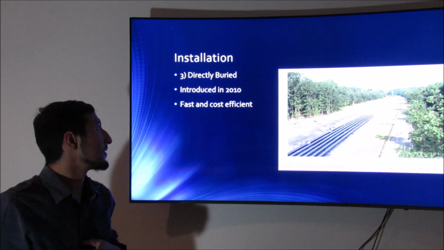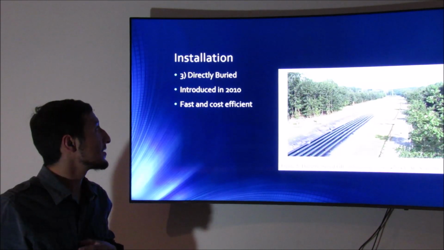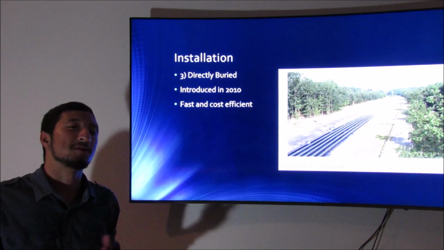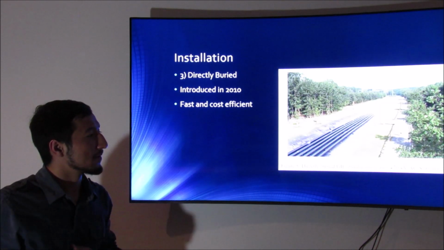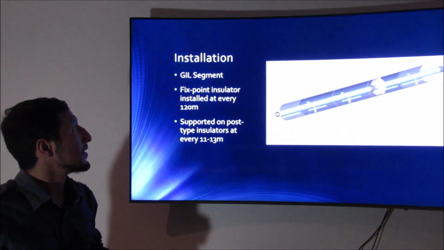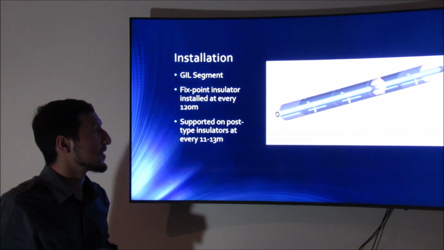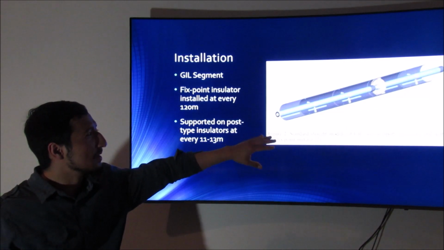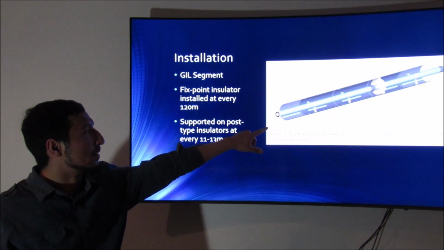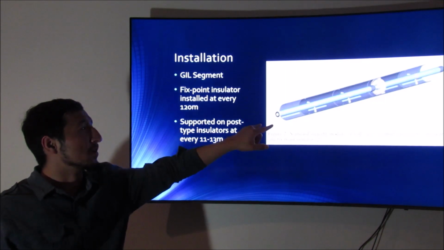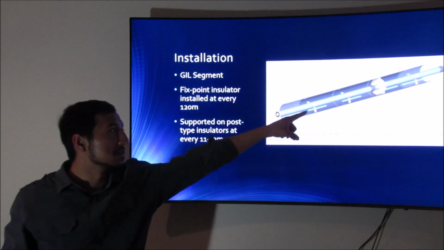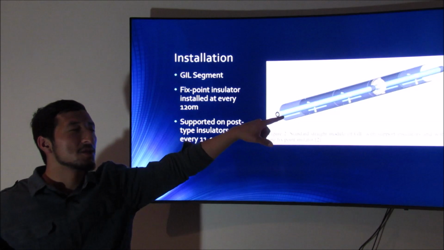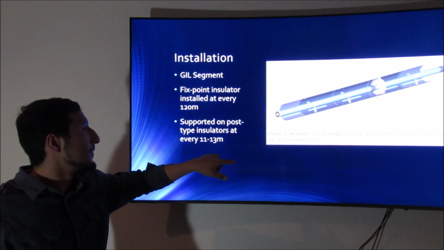The third method that we have is directly buried transmission lines, introduced in 2010. It is the fastest and most cost efficient method. Now for the actual setup, as you can see, you have the exact same design here: your conductor, your aluminum cover, your insulators, and this disc that we see right here, they call it the fixed point insulator, which they install at every 120 meters.